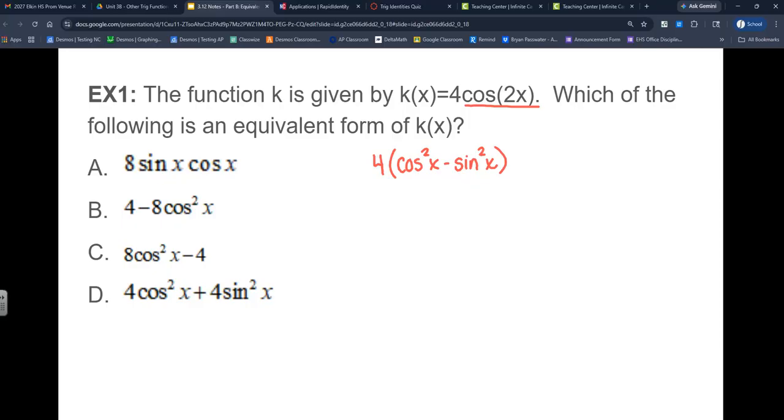Is that an answer choice? No. And I can distribute my 4, and I get 4 cosine squared x minus 4 sine squared x. And that is almost an answer choice. But is it the same as answer choice D? No. There's a plus sign right there in between. So in fact, I pretty much know D's out, because I can't just change a plus sign to a minus sign for no reason.